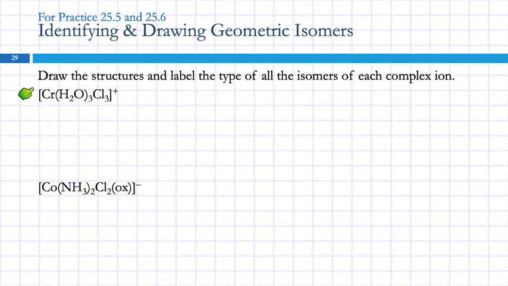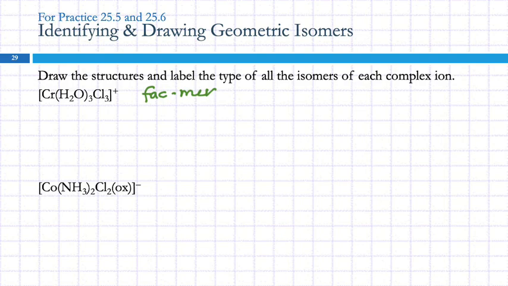So here we have chromium, and we've got 3 water molecules and 3 chloride ions. So what kind of isomerization is possible here? The facial meridional type, right? So let's see if we can illustrate that.